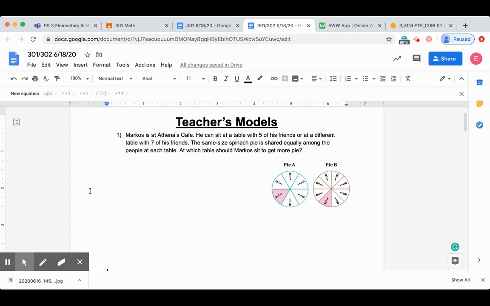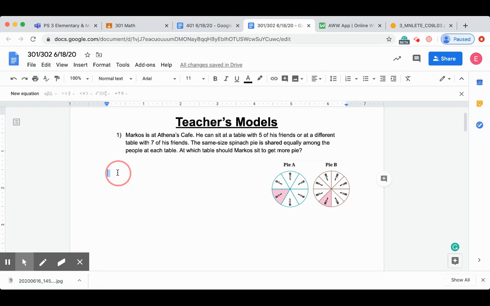As a good reader, I will reread. Marcos is at Athena's cafe. He can sit at a table with 5 of his friends or at a different table with 7 of his friends. The same spinach pie is shared equally among the people at each table. At which table should Marcos sit to get more pie?